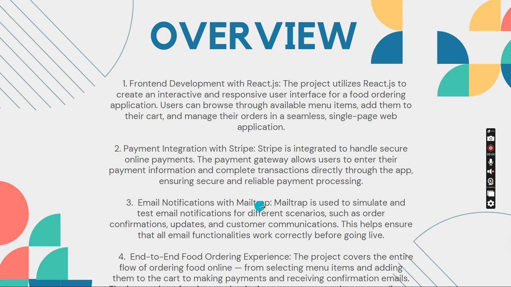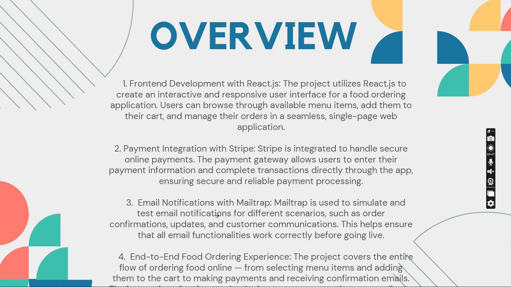Email notifications with Mailtrap. Mailtrap is used to simulate and test email notifications for different scenarios such as order confirmations, updates, and customer communications. This helps ensure that all main functionalities work correctly before going live. So, as you can see, Mailtrap plays a crucial part when you forget your password or when you want to reset your password. Mailtrap is the go-to password resetting option. This is similar to Gmail, but utilizing Gmail is difficult for password reset.